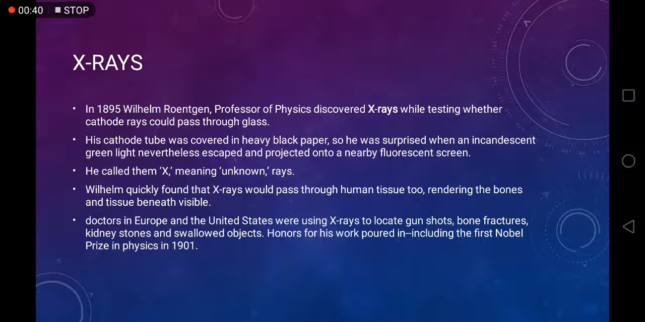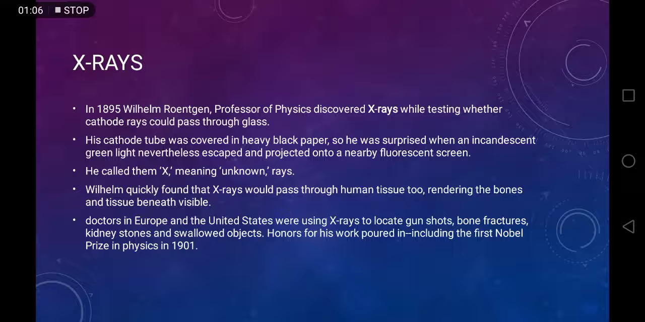Unlike light, however, X-rays have higher energy and can pass through most objects, including the body. Medical X-rays are used to generate images of tissues and structures inside the body. He called them X, meaning unknown rays. Wilhelm quickly found that X-rays would pass through human tissues too, rendering the bones and tissue beneath visible.